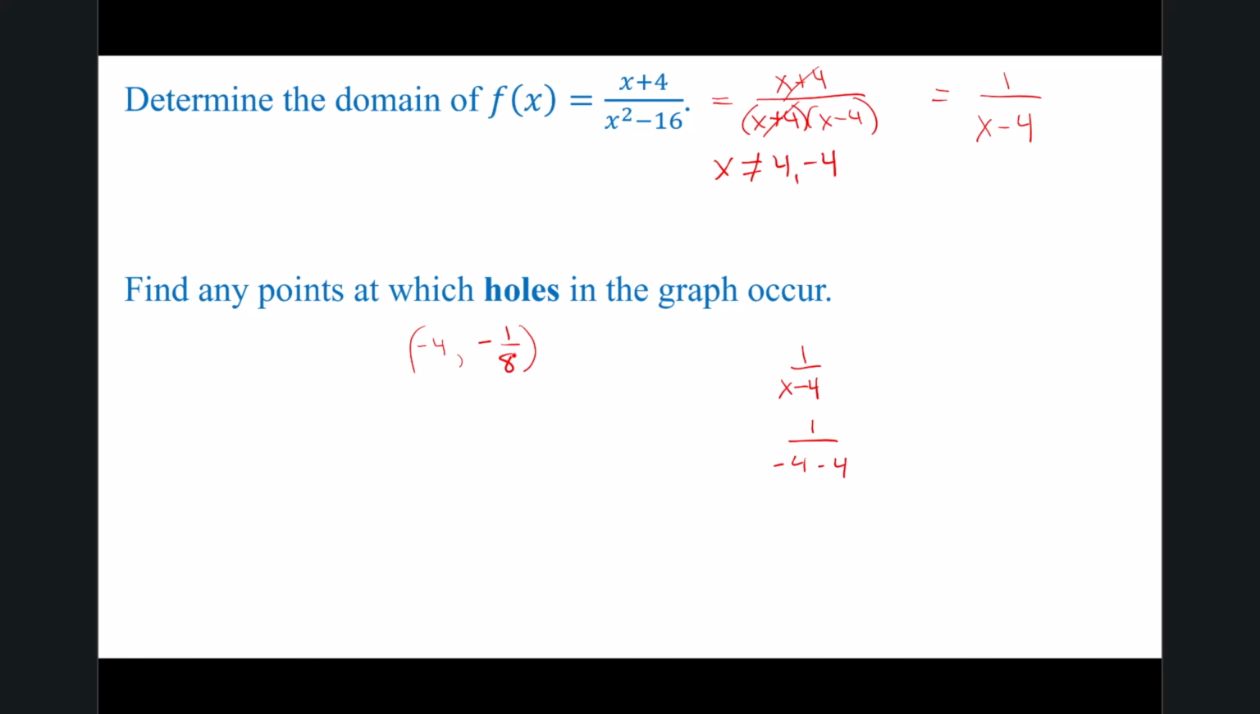So we are going to now graph the function 1 over x minus 4, which will look exactly the same as the graph of x plus 4 over x squared minus 16, except that there will be a hole. So to find the intercepts and the asymptotes, we're going to use the simplified version of the function.